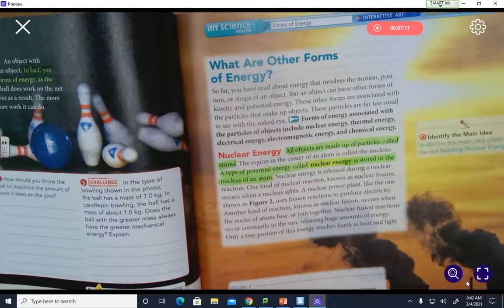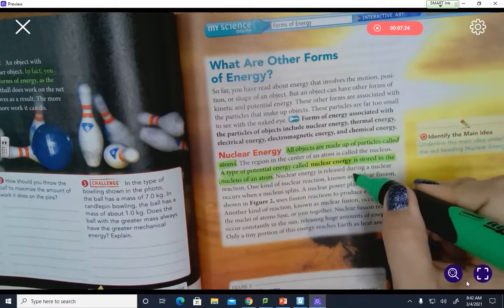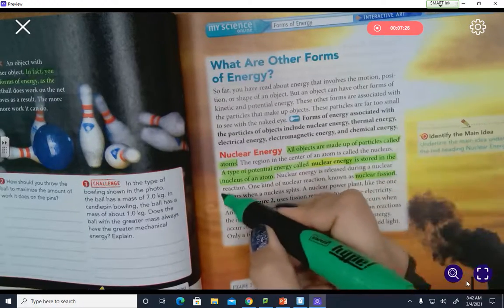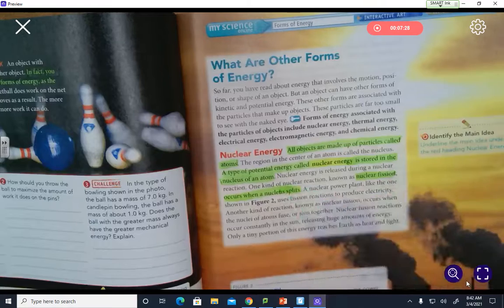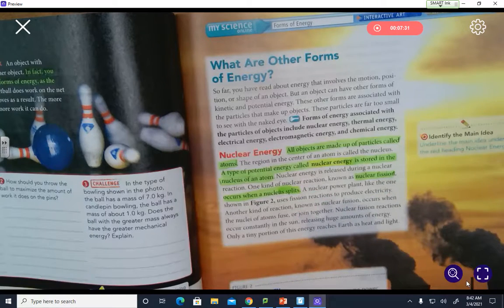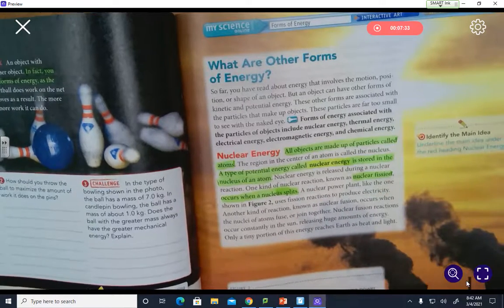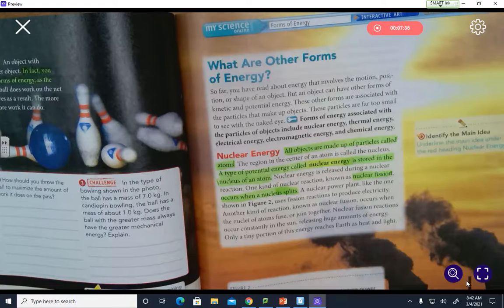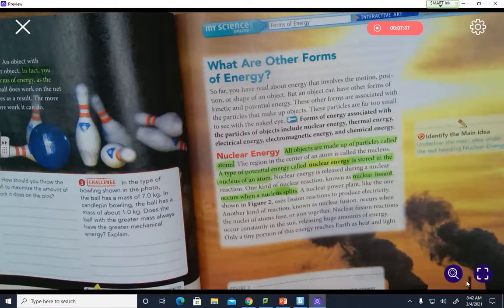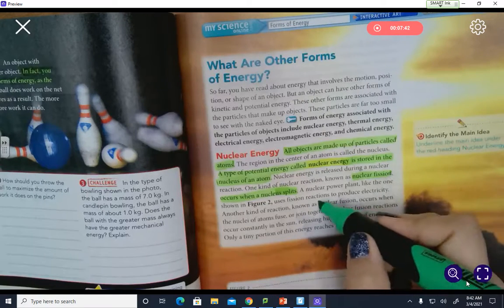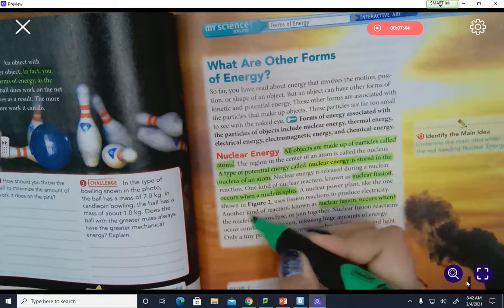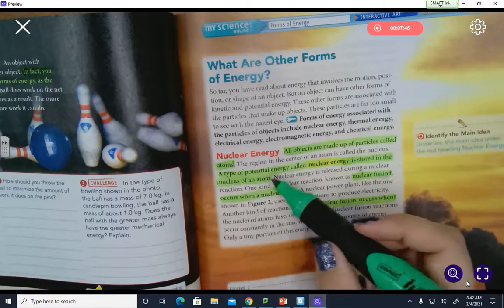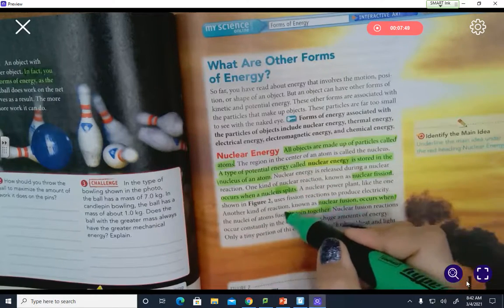One kind of nuclear reaction is known as nuclear fission, and this occurs when a nucleus splits. A nuclear power plant, like the one shown in Figure 2, uses nuclear fission reactions to produce electricity. Another kind of reaction, known as nuclear fusion, occurs when the nuclei of atoms fuse or join together.